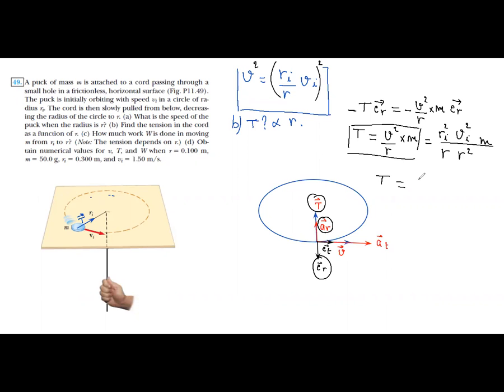So T equals M times R initial square V initial square divided by R cube. This is the value of T.